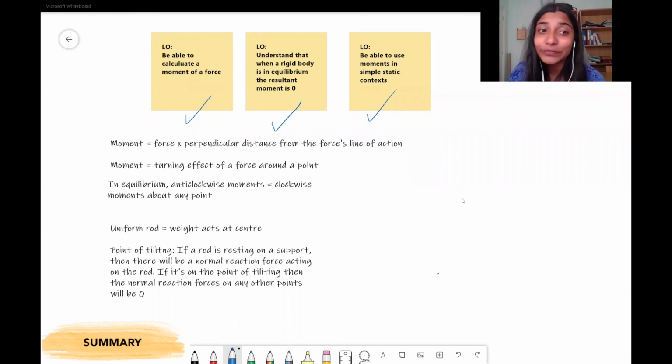Hope you found that useful, and you're now able to calculate moments for force and apply this to solving simple static contexts. We went through two main types of problems you may get in your exam, involving ladders and also rods. But make sure you do a lot more practice questions and exam questions, as this is probably one of the hardest topics you're going to get in mechanics, as it pulls together all the different topics we've learned involving forces, Newton's laws of motion, and resolving forces. So make sure you really practice this properly, and the more questions you do, the better you'll get at it.